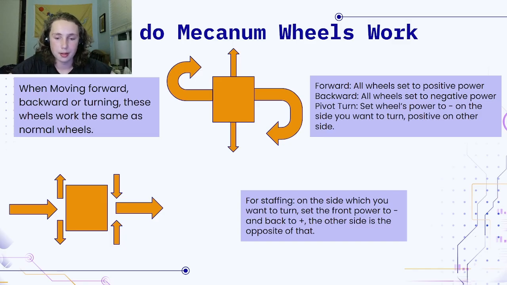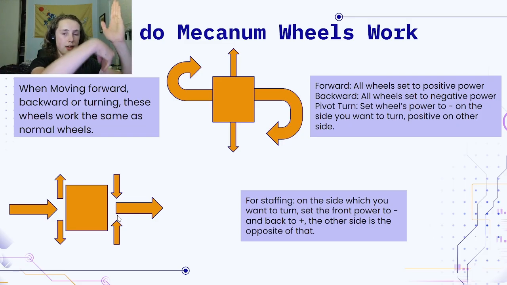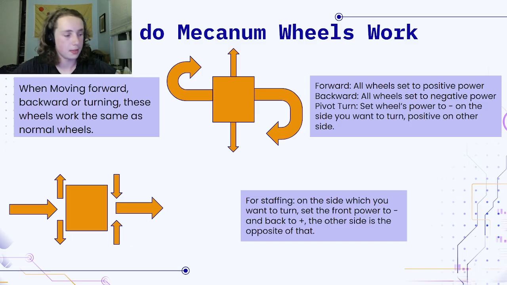For strafing, on the side in which you want to strafe, you need to set the front motor power in the direction you need to strafe. So if you look at this diagram for strafing, the front motor power needs to move backward and the back motor power needs to move forward. In other words, the motors need to point in on that side in which you want to strafe. And on the other side, they need to point the opposite direction. They need to point out.